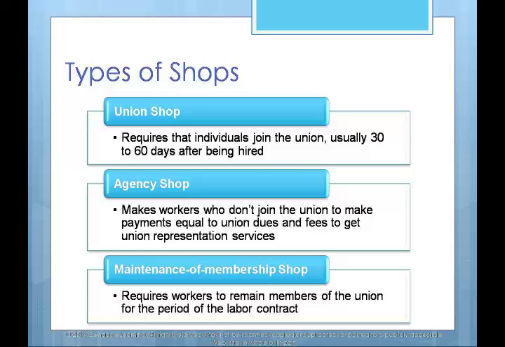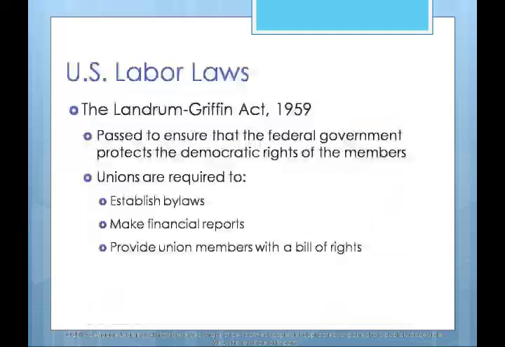A union shop requires the individuals to join the union usually 30 to 60 days after being hired. The agency shop makes workers who don't join the union make payments equal to the union dues and fees to get union representation services. A maintenance of membership shop requires workers to remain members of the union for the period of the labor contract. And your book gives you a lot more detail.